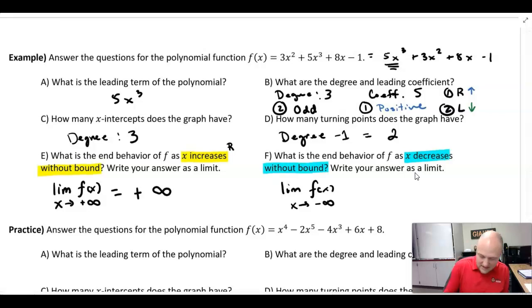Decreases without bound. That's the left end behavior. We're going to negative infinity. And we said that the left side's doing the opposite, which is going down. Hopefully that makes sense. Remember, first question, is it positive or is it negative? That's going to tell you the right side. Second question, even or odd? That will tell you what the left side does.